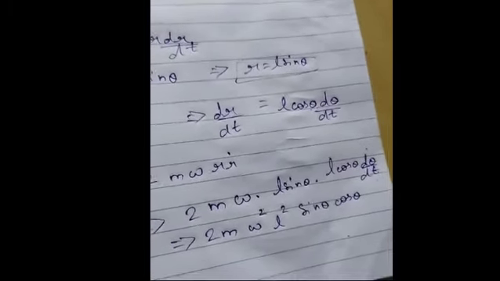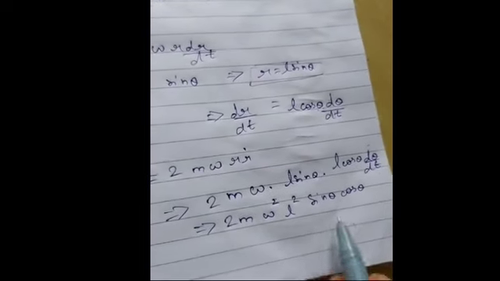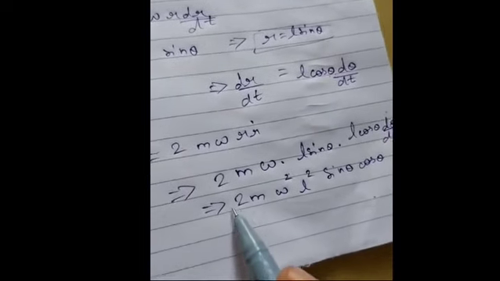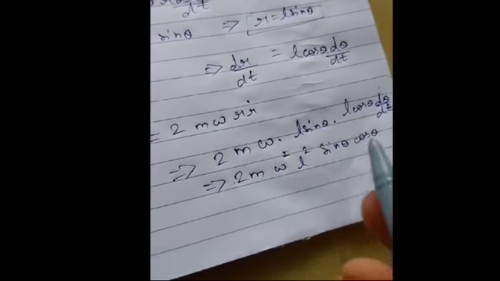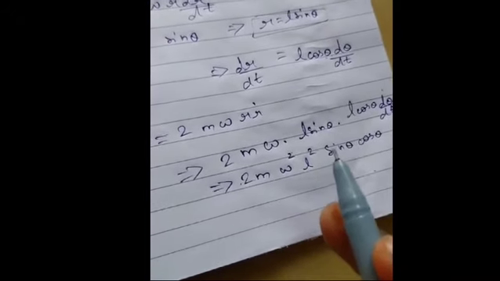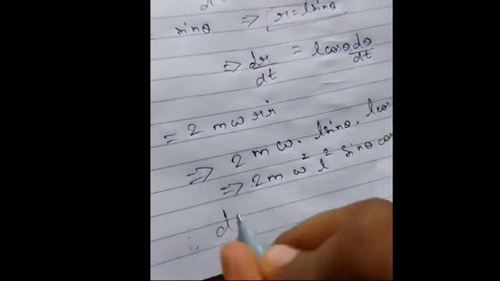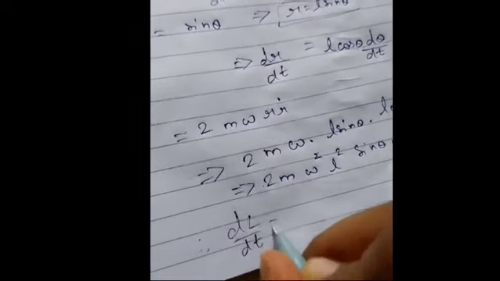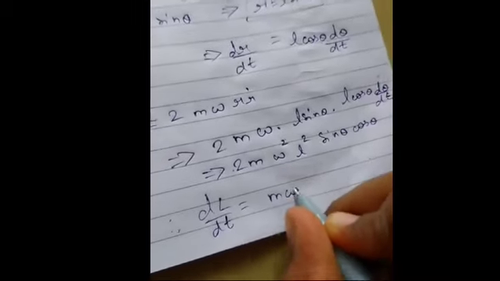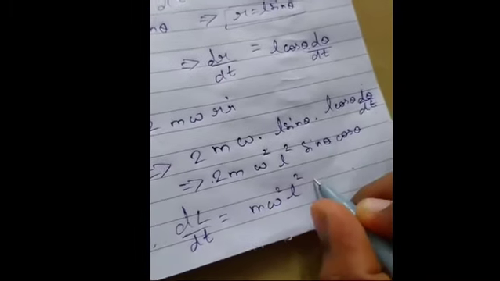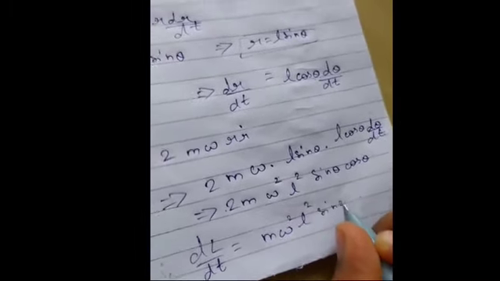But still the problem is not complete. Let's examine this particular equation. We might have seen this 2 sine theta cos theta as sine 2 theta. So therefore dL by dt is equal to m omega square L squared into sine 2 theta.